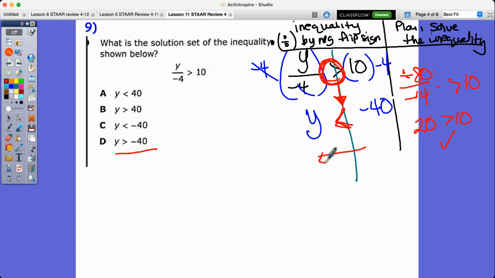Remember, less than makes it look like this. So like -80, -60, things like that. The correct answer is C, y is less than -40. This is your trick one, that if you got caught because you forgot to flip your sign, this is where you're going to get it wrong.